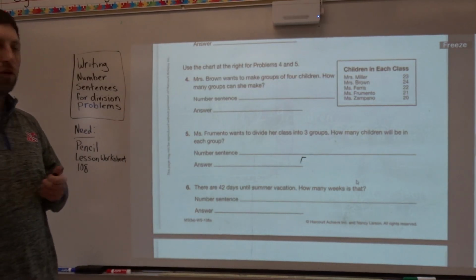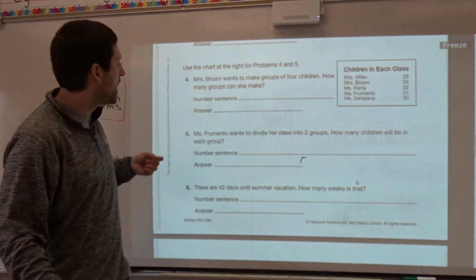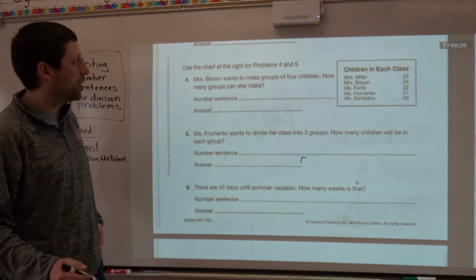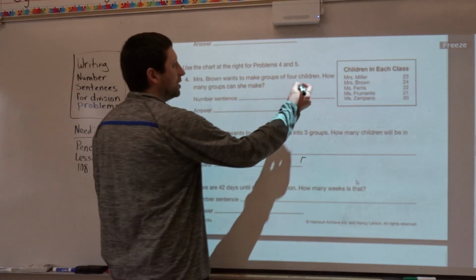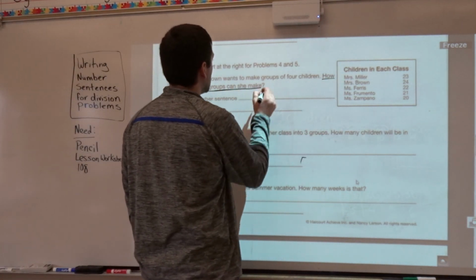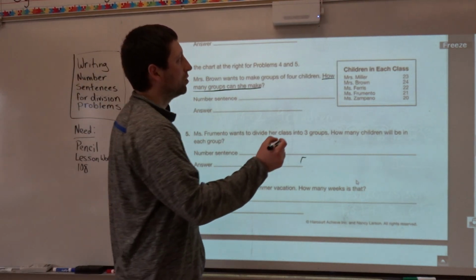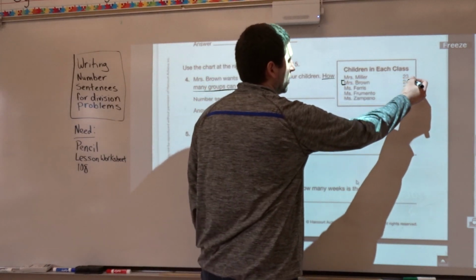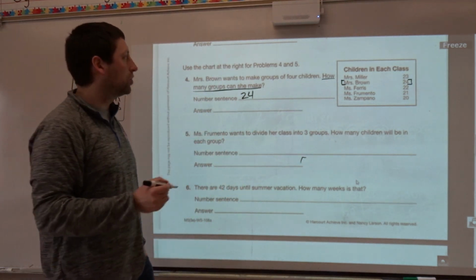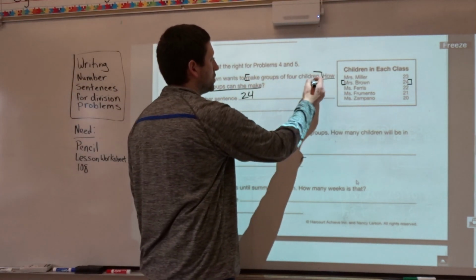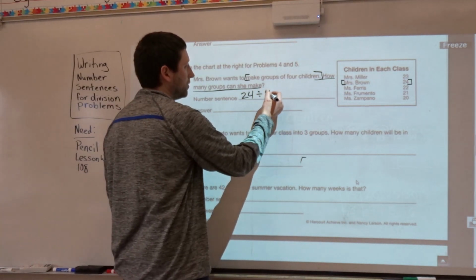Now we're looking at number 4 next. Use the chart at the right for problems 4 and 5 for the next 2 problems. Okay, Mrs. Brown wants to make groups of 4 children. How many groups can she make? Well, going over to the chart, Mrs. Brown has 24 students. She wants to make groups of 4 children. She's going to do 24 divided by 4.